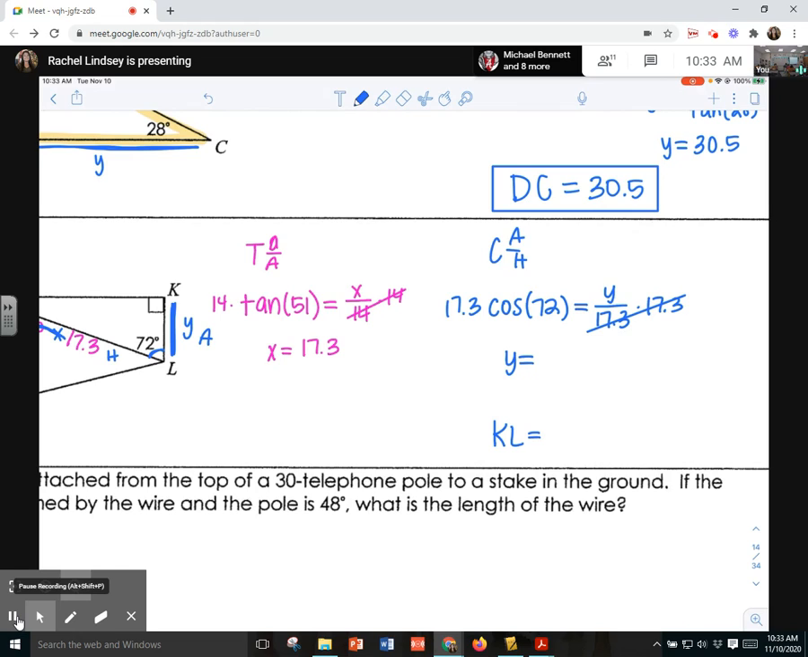And what does that give you? 5.3. So KL is 5.3.